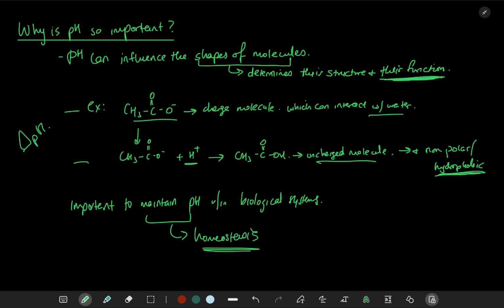Okay, so now let's finish off this video by talking about buffers, which are solutions or a mechanism to maintain pH within a certain range. So let's talk about buffers. So what are buffers? Well, buffers are solutions that maintain a relatively constant pH even when substantial amounts of acids or bases are added to them, right?